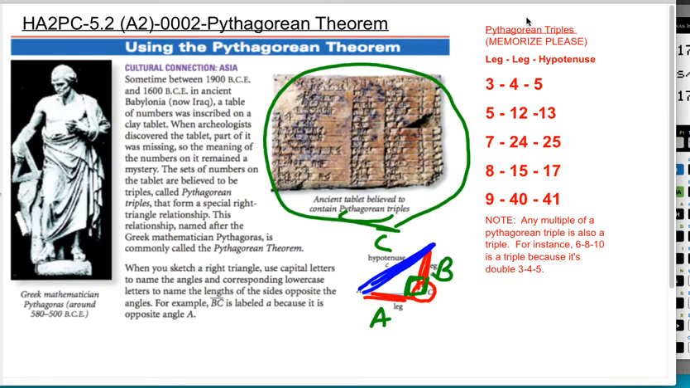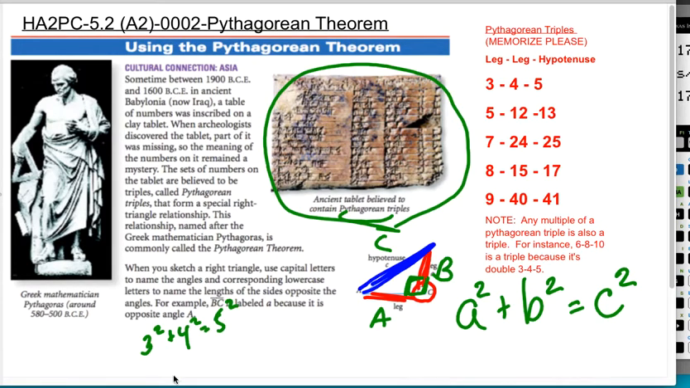The easiest of these is 3, 4, 5. The Pythagorean theorem, and we'll see this on the next slide, says that a squared, leg squared, plus b squared, the other leg squared, equals c squared, the hypotenuse squared. So 3 squared plus 4 squared equals 5 squared. You can see that it does, because this would be 9 plus 16, which is 25. Both sides are, in fact, 25.